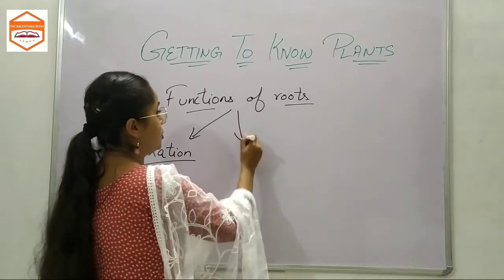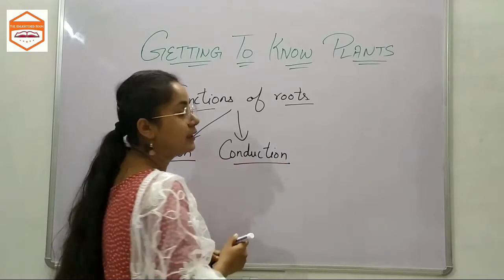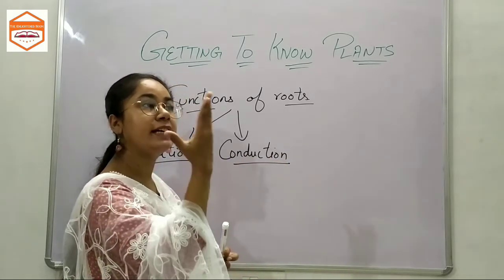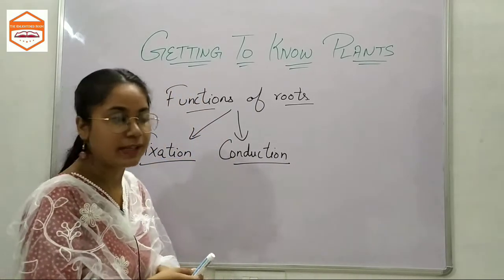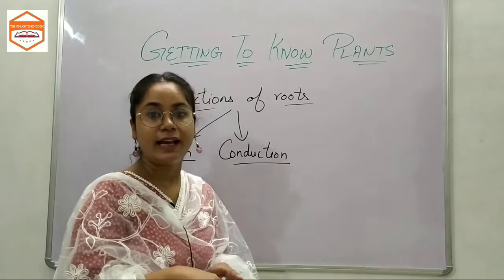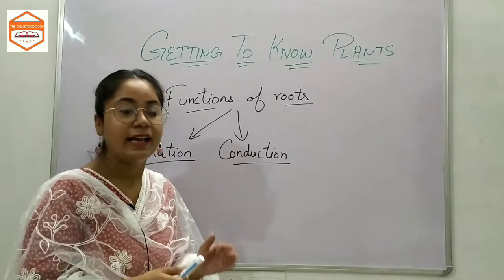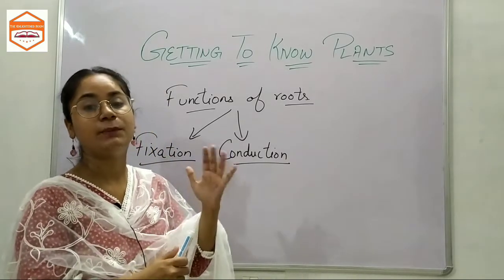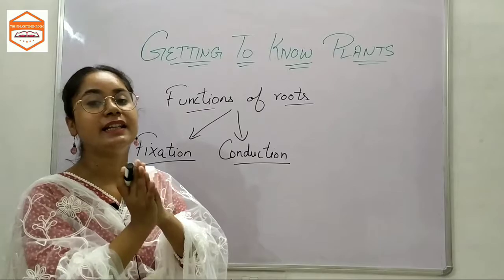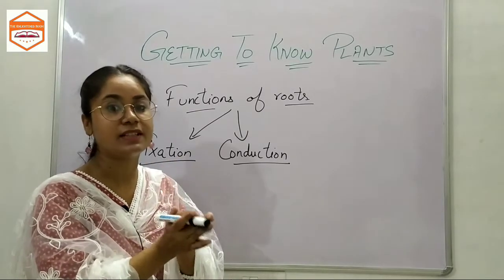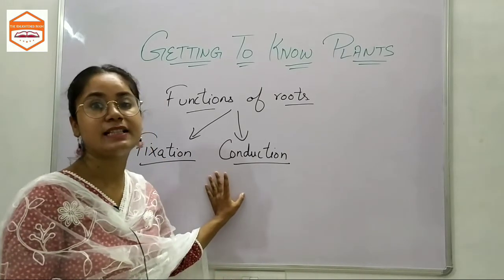The second function is conduction of water and minerals up to the higher parts, or you can say the shoot of the plant. Roots are found below the ground, and they absorb water and the special minerals from the soil and then transport them to the stem of the plant, and from the stem they get transferred to the leaves, which prepare their own food with the help of photosynthesis. So the whole process is done because of roots.